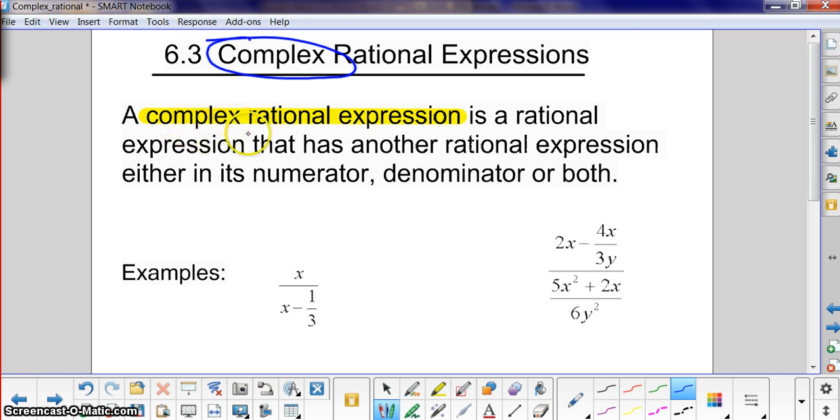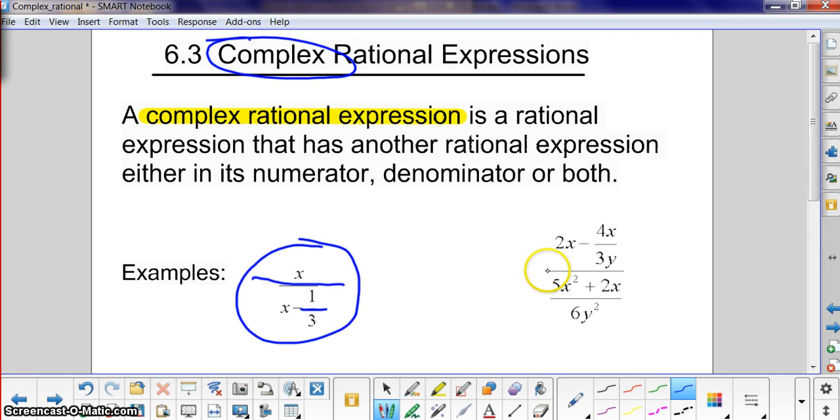So a complex rational expression is a rational expression that has another rational expression either in its numerator, in its denominator, or in both the numerator and denominator. So you can see here's an example of a complex rational expression. Not only is it a rational expression, but it's a complex rational expression. You can see two different fraction bars.